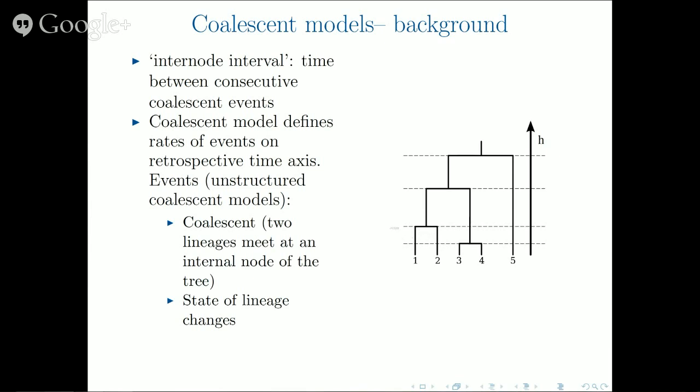In more complex coalescent models that we'll get to later on, other events can happen. So, for example, you might have a structured coalescent model where each lineage in a genealogy can belong to a different deme, and then the coalescent model defines the rates that a lineage will move from one deme to another. So I'm going to start by talking about the simple coalescent models, where all we have to worry about is the time between consecutive coalescent events, and then in the next portion I'll talk about structured models.